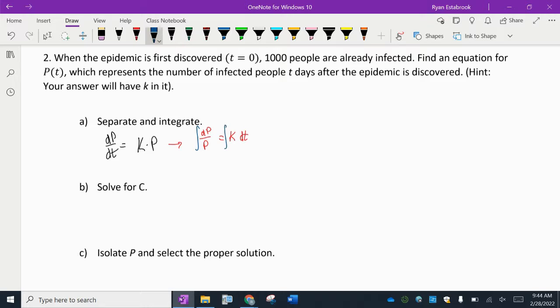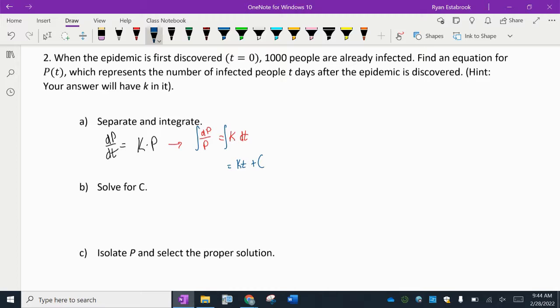On the right side, when you integrate K with respect to t, it's going to become Kt. It's an indefinite integral, so plus some constant. So there is our right side. It doesn't become K squared over 2. It's not integrating with respect to K. It's integrating with respect to t.